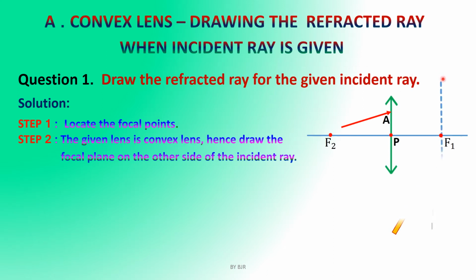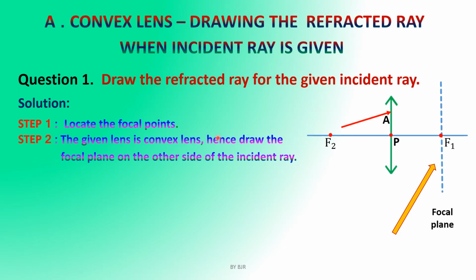See here, this is the focal plane I am drawing. This is the focal plane at F1. It has been drawn on the other side of the incident ray. In case of convex lens, remember, we have to draw the focal plane all the times on the other side of the incident ray only. If it is concave lens, we have to draw the focal plane on the same side of the incident ray. That you will learn later.